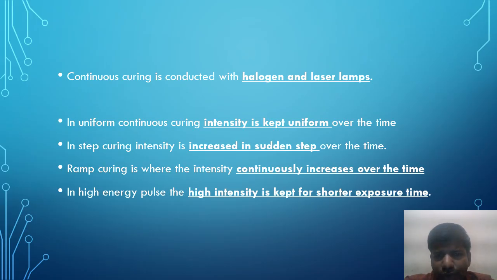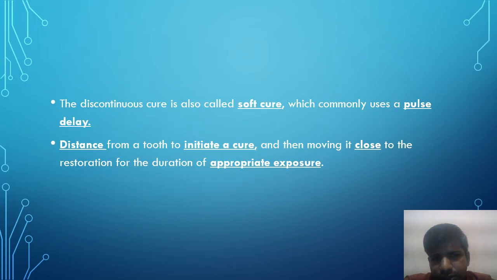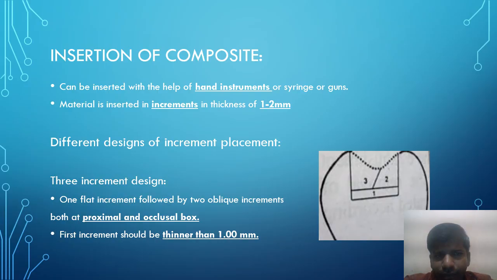In uniform continuous curing, intensity is kept uniform over the time. In step curing, intensity is increased in sudden steps over the time. In ramp curing, the intensity continuously increases over the time. In high energy pulse, high intensity is kept for a shorter exposure time. The discontinuous cure is also called soft cure, which commonly uses a pulse delay. The light is kept at a distance from the tooth to initiate a cure and then moved close to the restoration for the duration of appropriate exposure.